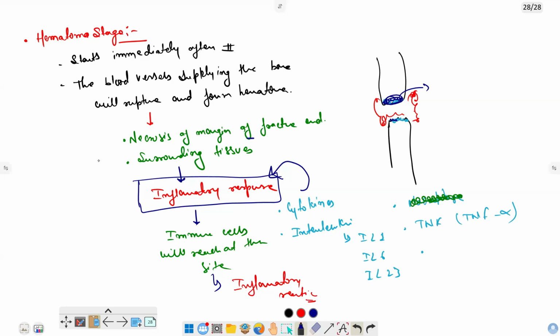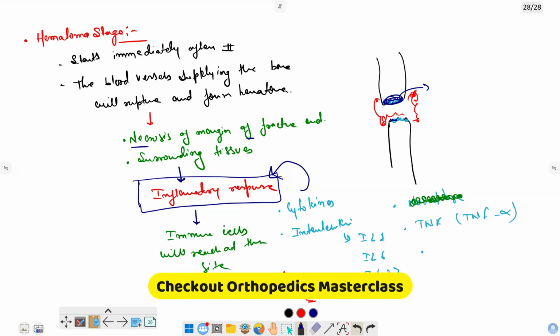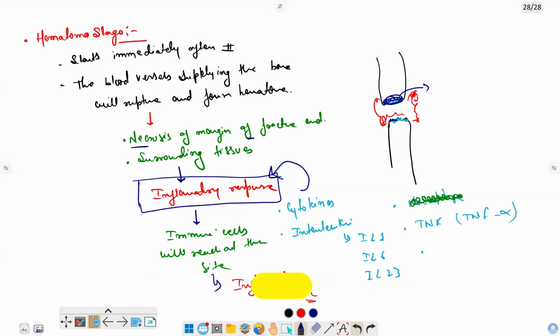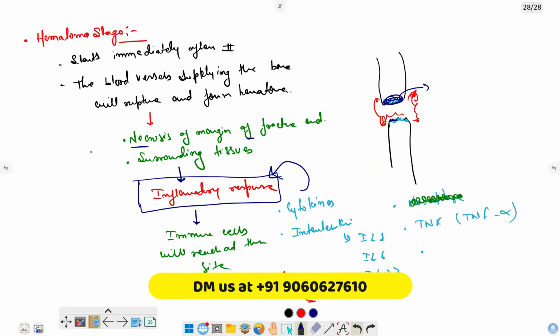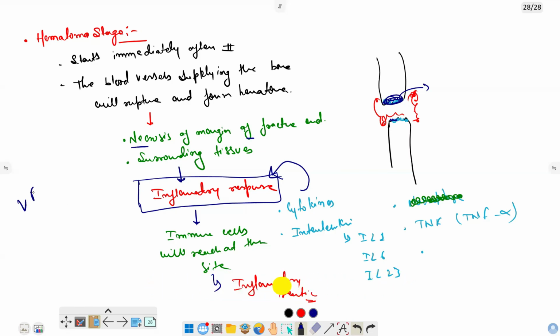So the immune system will come, and it will remove all the necrotic tissues of the marginal fracture and the surrounding tissues, and then it will further act. What will be the further action? After that, they will also secrete cytokines, like a very important factor called VEGF. It will be released here.